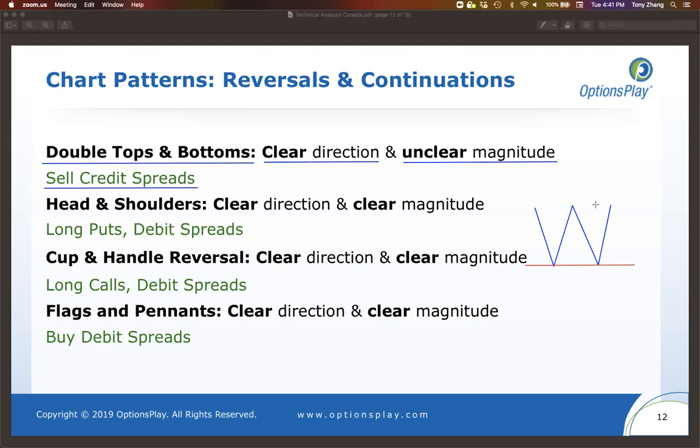And when it makes that double top, you might want to sell that credit spread up here near that top. So double tops and double bottoms, generally speaking, are best for option selling strategies.